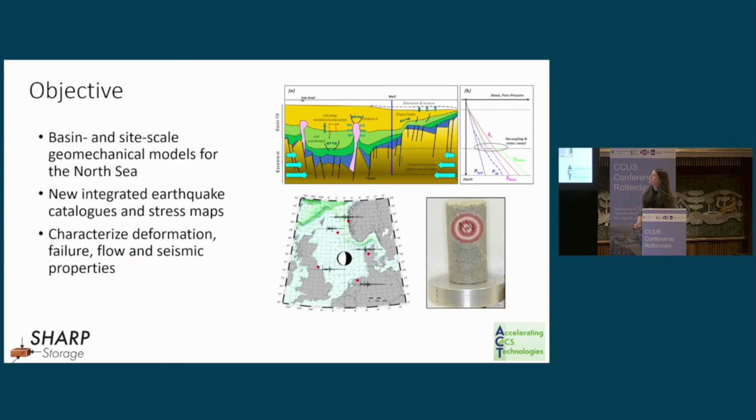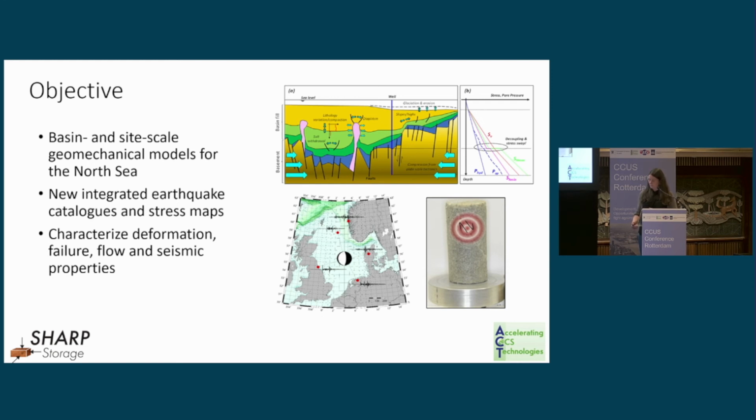So the objectives. These are kind of grouped also, so they represent the different work packages. So first we have basin and site scale geomechanical models for the North Sea. And in the North Sea there are different challenges.